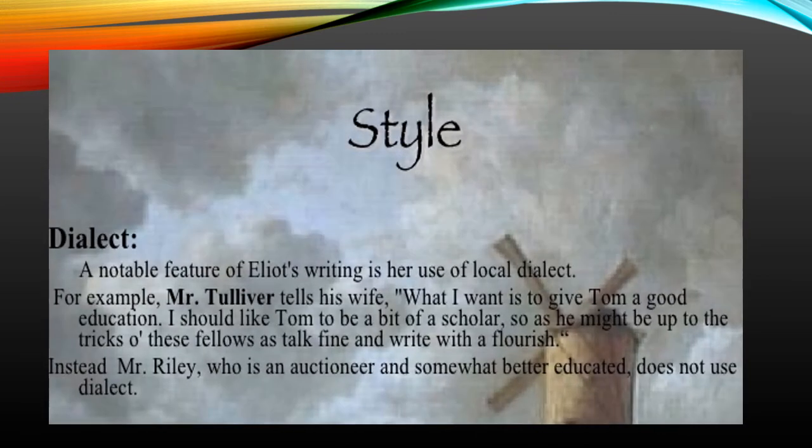Style. Dialect. A notable feature of Eliot's writing is her use of local dialects. For example, Mr. Tulliver tells his wife, "What I want is to give Tom a good education. I should like Tom to be a bit of scholar so as he might be up to the tricks. Oh, these fellows as talk fine and write with a flourish."